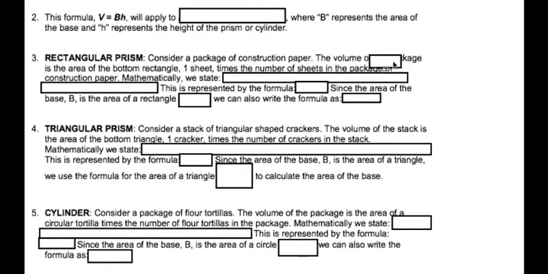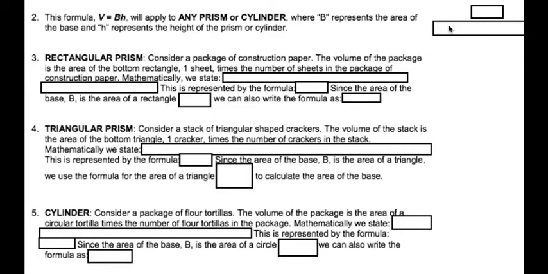This formula, volume equals capital B little h, will actually apply to any prism or cylinder, where the capital B represents the area of the base and h represents the height of the prism or the cylinder.